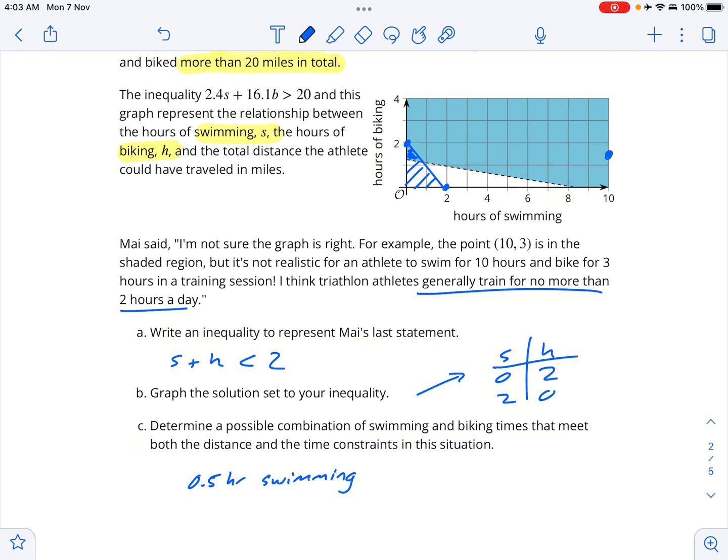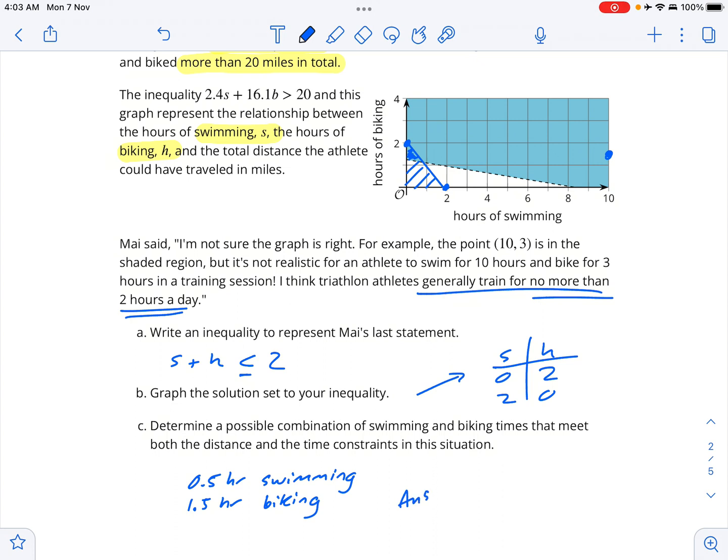Oh, you know what? I'm going back and reading the things. When it says no more than 2 hours a day, that's going to be less than or equal to 2. Okay, and I did put the solid line up there because you can actually go right up to 2. So if that's the case, then I'm going to go up to 1.5 hours. Sorry, I missed that the first time I read it. 1.5 hours of biking.